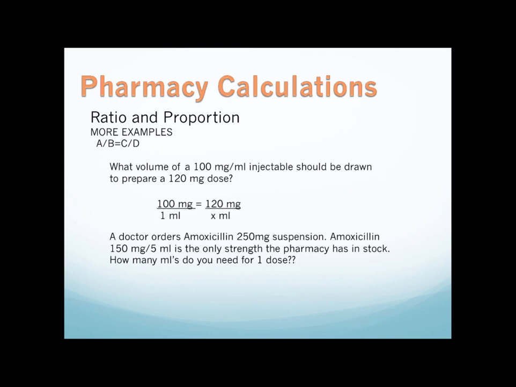This is how I set it up. 100 milligrams per 1 ml is equal to 120 milligrams per X. So I'm going to multiply 120 times 1 divided by 100. I get X equals 12 mLs.